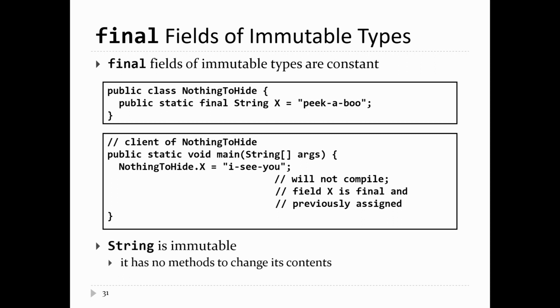String is immutable. It has no methods that can change its contents, so the string peekaboo is always the string peekaboo. X is marked final, so I can't make x refer to anything else. Those two things put together means that x is a constant. It always refers to the string peekaboo.